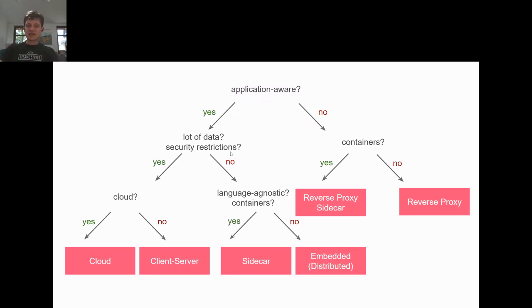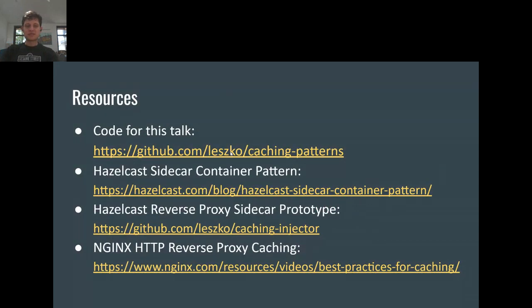And as a last slide for this presentation, I put here some resources. The first link is all these code samples, and even more, what I presented as a demo. I recommend you play with this because this will give you a better idea of what we are talking about. The second link is a blog post about configuring Hazelcast as a sidecar for sidecar caching. The third one is our prototype for Hazelcast as a reverse proxy sidecar container. And the last one is a very good video talk about Nginx as a reverse proxy caching.